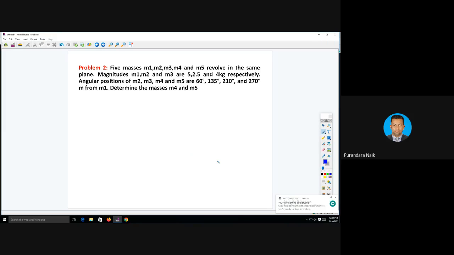Good morning. This is the second problem on balancing of rotating masses. Here we have a problem. It is similar to the previous problem, whatever we have solved in the last class. But the number of masses are different here. In the previous problem, we had only 4 masses, but here we have 5 masses.